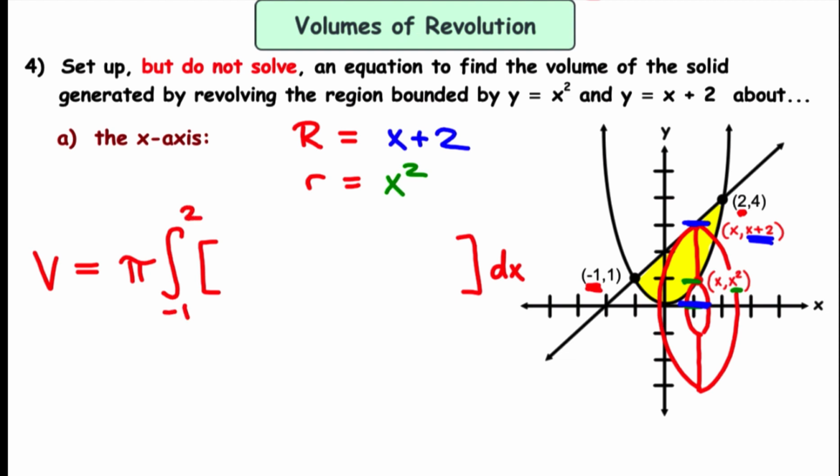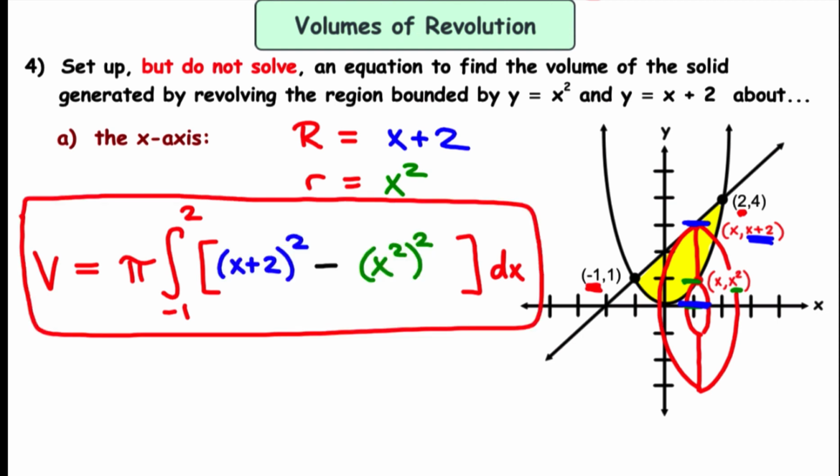And then it's just big R squared minus small r squared. And that's it. That's the answer. It just says set up but do not solve. And again, if you want to write this as x to the 4th, that's fine. I mean, you could even FOIL that out. I wouldn't bother. I really wouldn't bother. I'd just leave it just like that. Save your time. Get on to the next question.